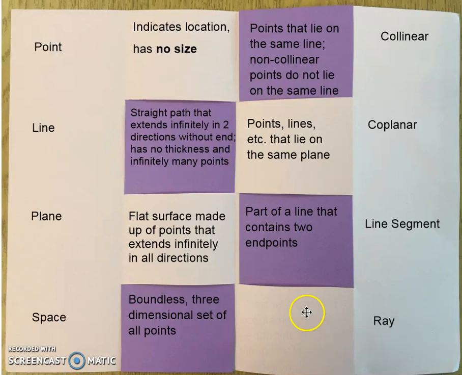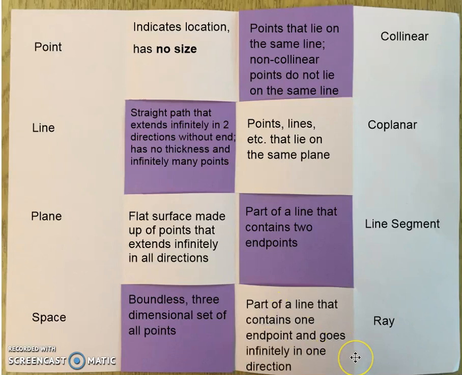Then we have a ray. A ray is also composed of undefined terms. A ray is part of a line that contains one endpoint and goes infinitely in one direction. So the ray will have an endpoint, and then in the other direction it'll be going on infinitely, and we'll have that arrow drawn.